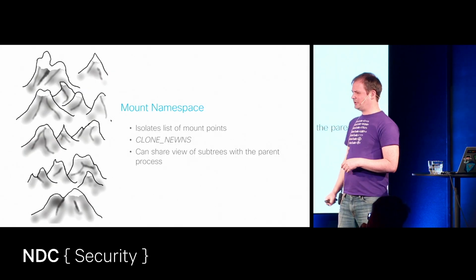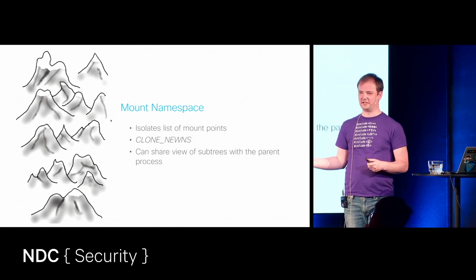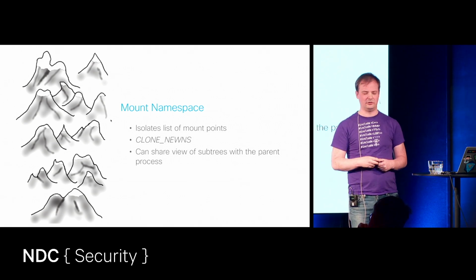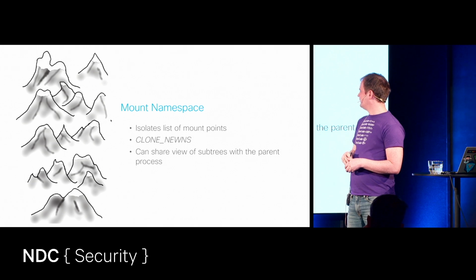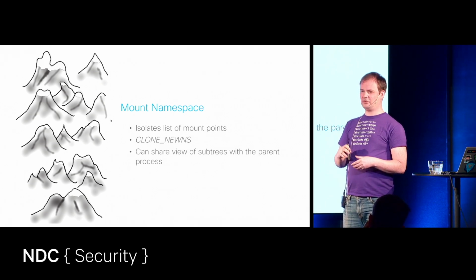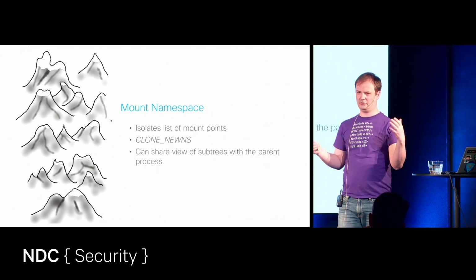And the next thing I want to do is make myself a new file system. I could remove myself from the file system. Let's start by making a new one. And we do that using the mount namespace, which gives you a new list of mount points for, well, your namespace.